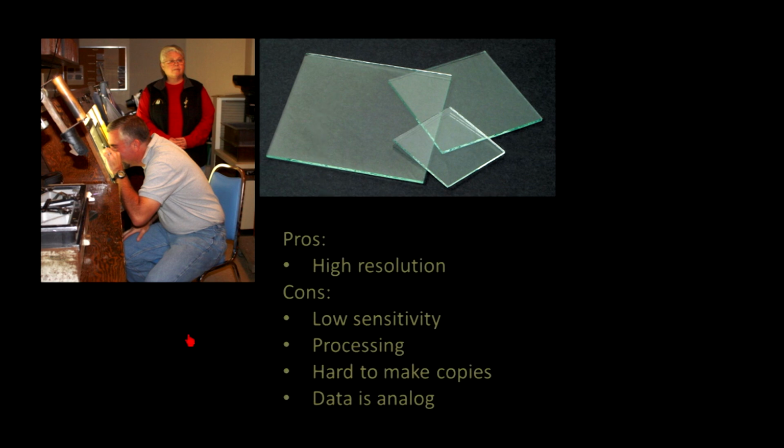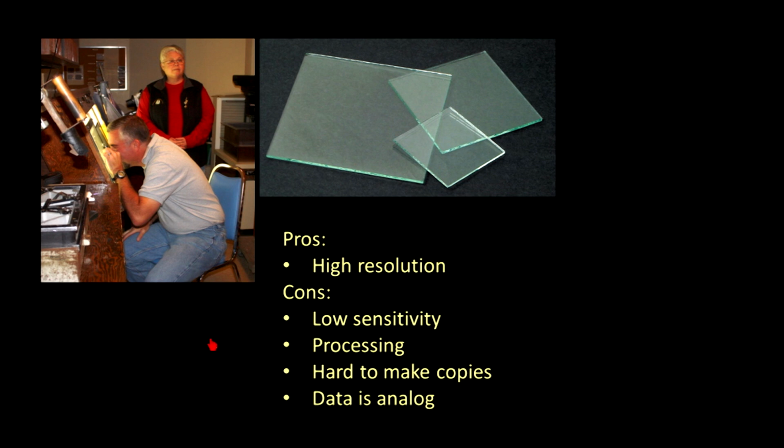Now, there are some advantages and disadvantages to glass plates. For instance, one of the biggest advantages is that a photographic plate has very high resolution. You have the ability to take a very sharp image of what you're seeing through the telescope.